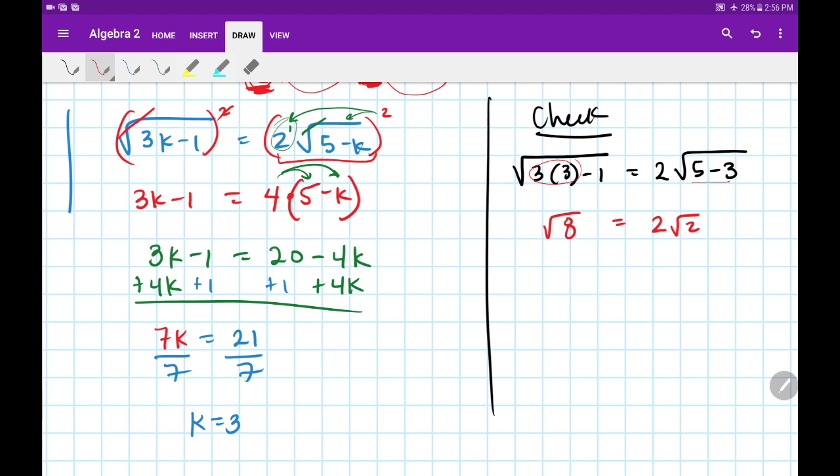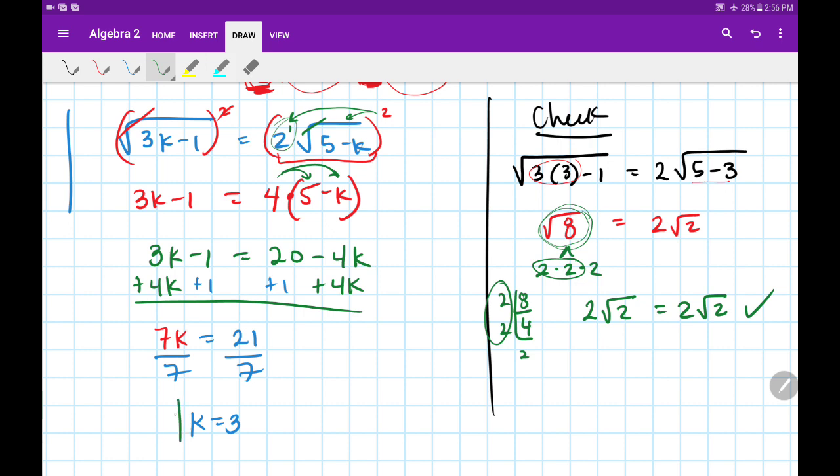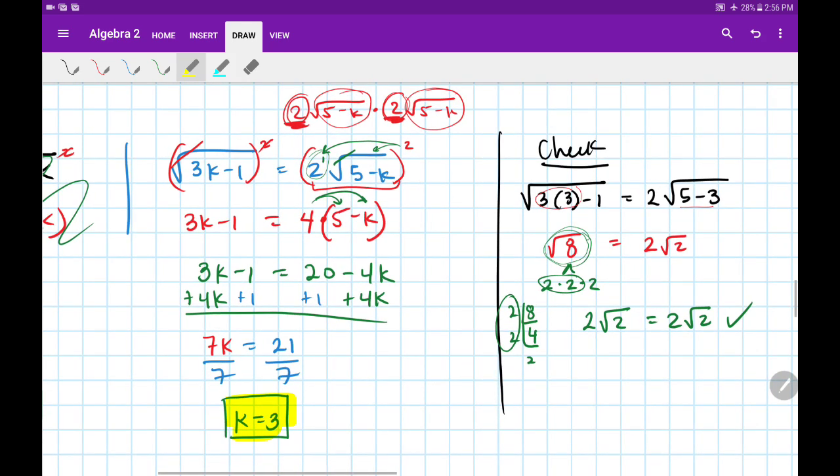So now we have to ask ourselves, is the square root of 8 equal to 2 square root 2? Well, we can actually simplify this. Even though at first it looks like they're not equal, if we break down the square root of 8 like this, or using our waterfall method, we see we can pull out a group of 2, and we're left with 1, 2 inside, so the square root of 8 really is equal to 2 root 2. That makes k equal to 3 a valid solution. That one was a little tricky with the plugging in.